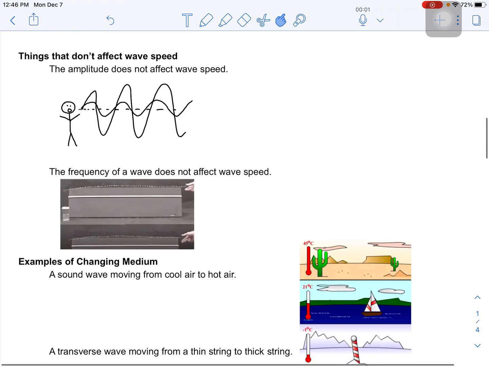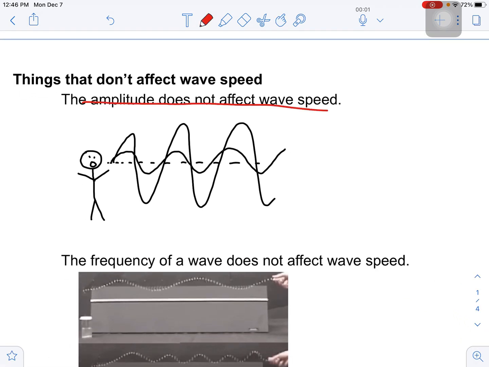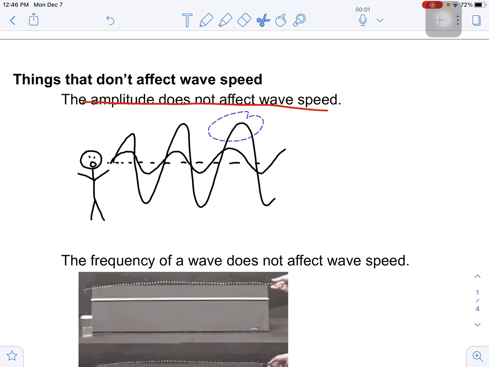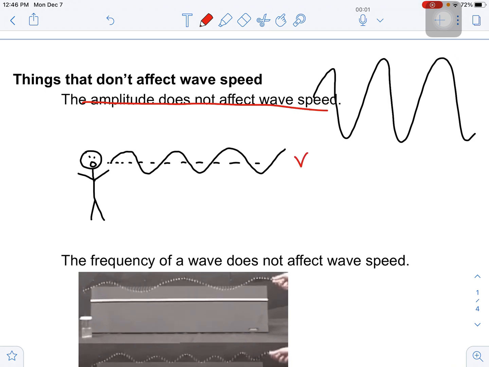Okay, just a couple other things we'll scream through. Things that don't affect the wave speed: the amplitude does not affect the wave speed. Say you are at a football field, you say blue 42 set height. That sound wave is going to travel down the length of the football field. It's got a certain velocity.